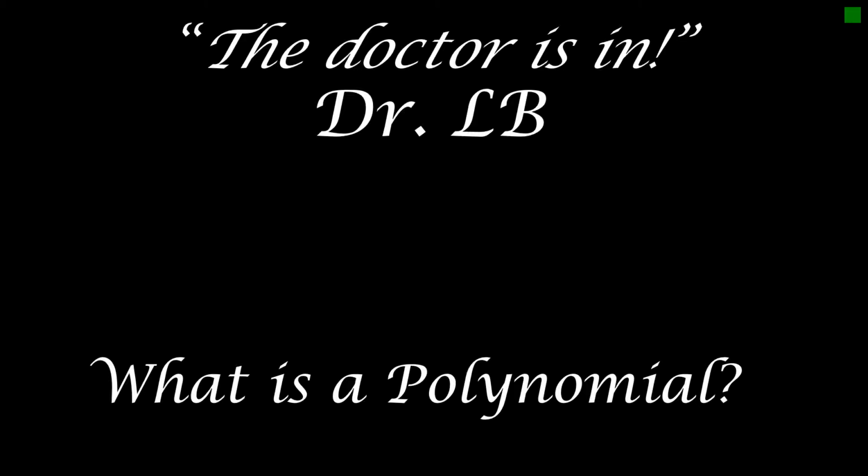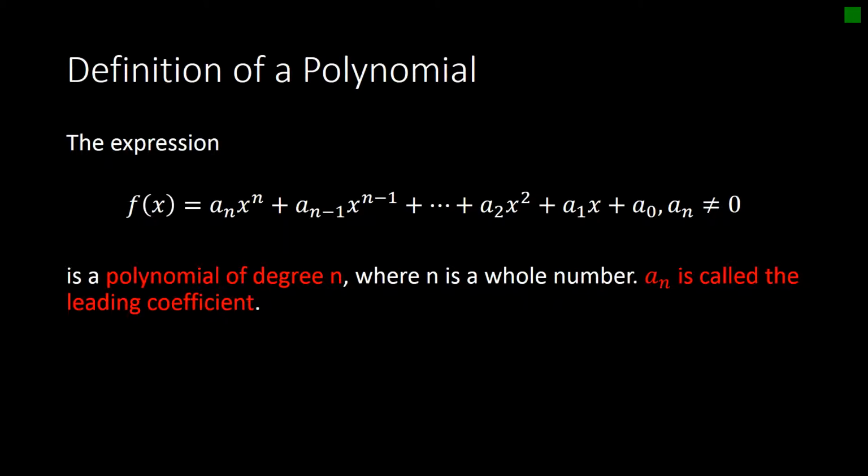Today, we look at what is a polynomial. A polynomial is of the form f of x equals a sub n times x to the n plus a sub n minus 1 times x to the n minus 1 plus dot dot dot. That means it's a whole lot of terms, probably between, a sub 2 x squared plus a sub 1 x plus a sub 0, where a sub n is not 0.